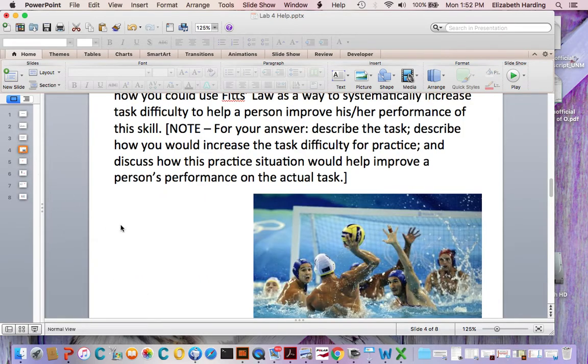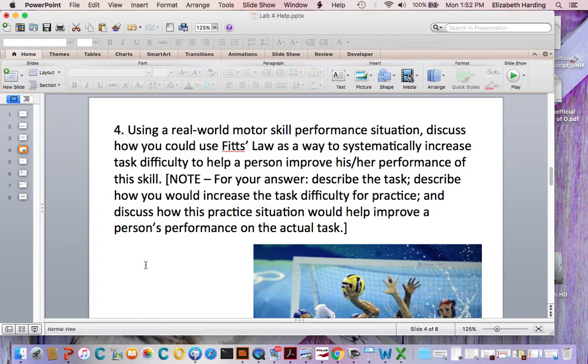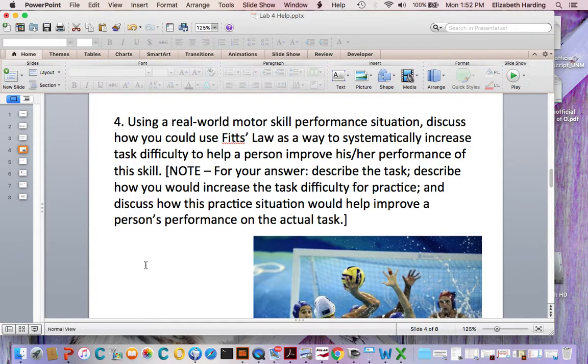And then the last question I would like you to answer, and I'm really going to give you lots of freedom on this one, is just looking at a real world motor skill. Whether it's shooting a target, some sort of goal-related event, how could you help, say, an athlete or a student improve their performance, exploiting Fitts' law? Be very complete with your responses here. You describe the task. How would you increase the difficulty for practicing? And how do you think that time spent in practice would actually improve their performance?